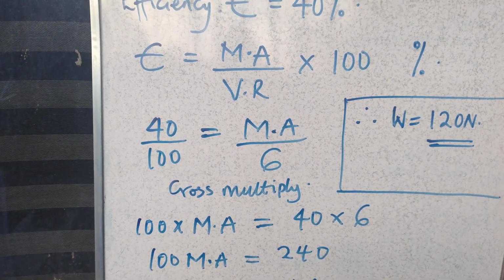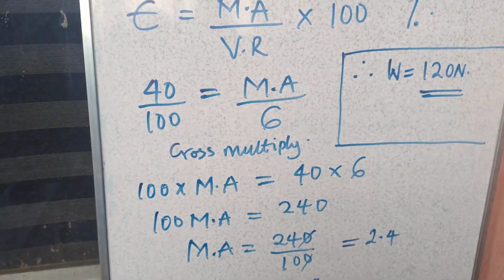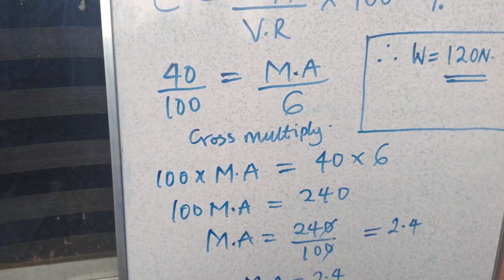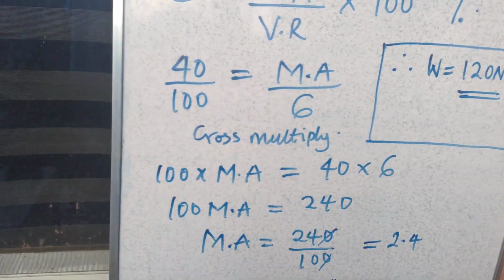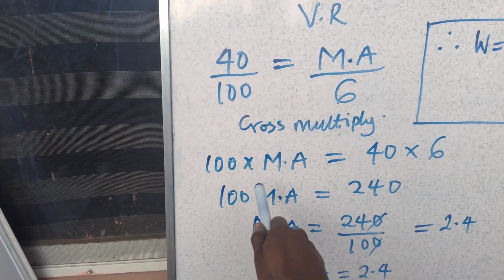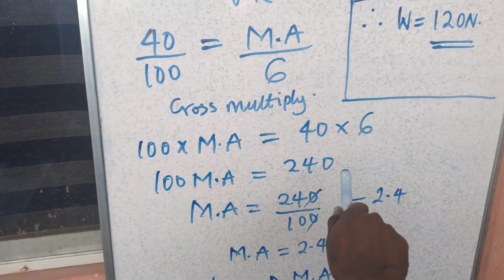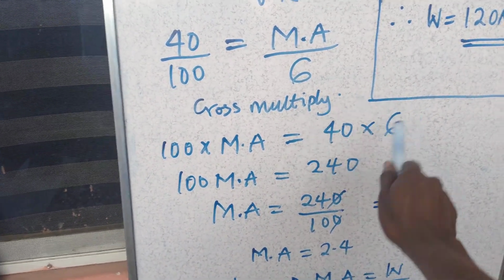Then efficiency is 40%, converting it to a fraction, that's 40 over 100 equals MA over the velocity ratio, which is 6, so I put the value of velocity ratio there. I then had to cross multiply. So 100 times MA, and 40 times 6. So I have 100 MA equals 240. Okay, 40 times 6 will give me 240.